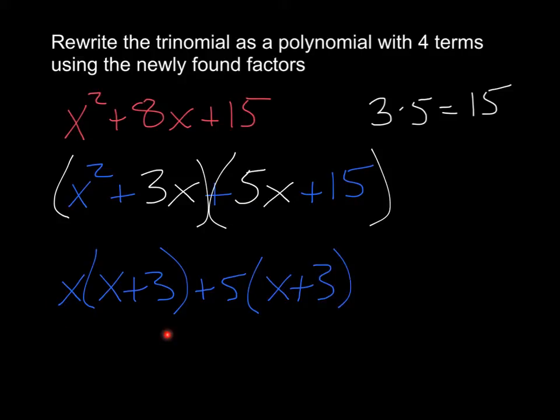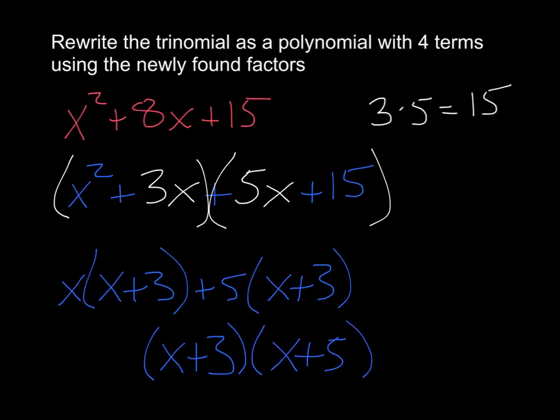Now we have 2 terms. There's an x plus 3 in both of them. So we can factor that out front, x plus 3 and x plus 5. Okay, and again, factoring is something that you should be able to check. If you go through and refoil all of this, you should be able to come up with your original trinomial.